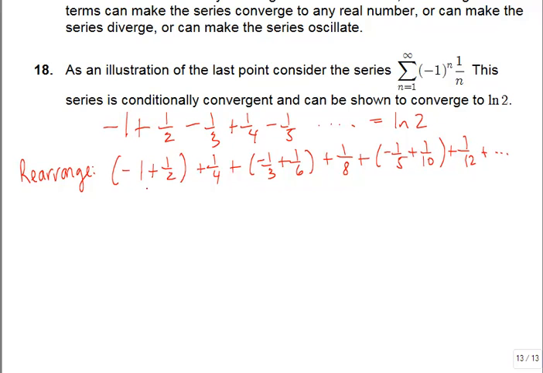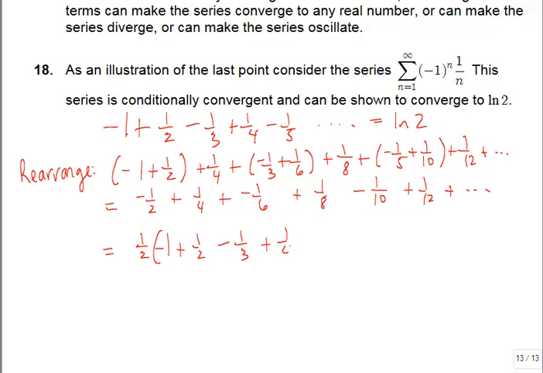Now, by reordering them and regrouping them the way that I have, -1 plus 1/2 is the same as -1/2 plus 1/4. -1/3 plus 1/6 is equal to -1/6 plus 1/8. -1/5 plus 1/10 is -1/10 plus 1/12, and so on. And if you notice that each of these terms is divisible by 1/2, let me go ahead and pull that 1/2 out. Actually, let's leave the negative in there. We'll get a -1. We'll get a +1/2. We'll get a -1/3. We'll get a +1/4, a -1/5, a +1/6, and so on.